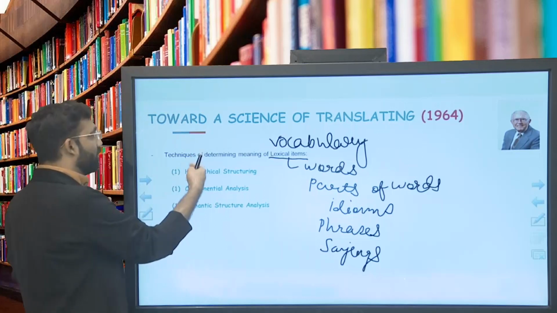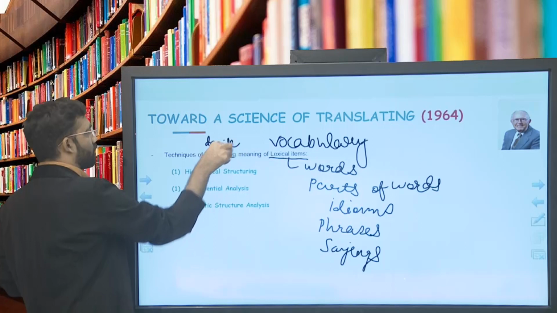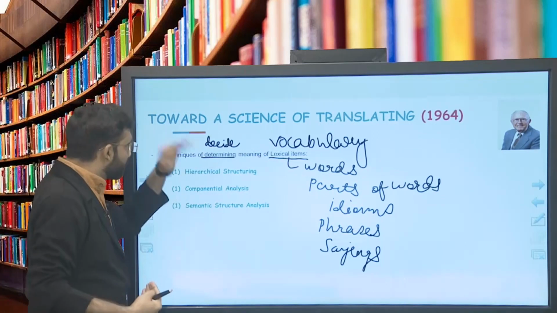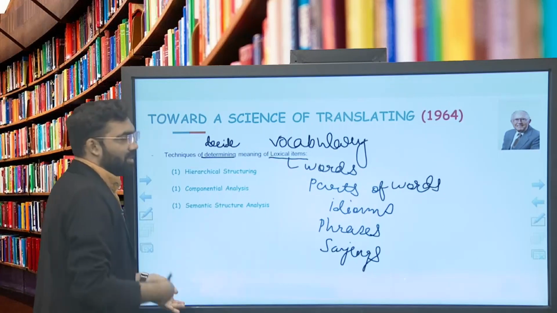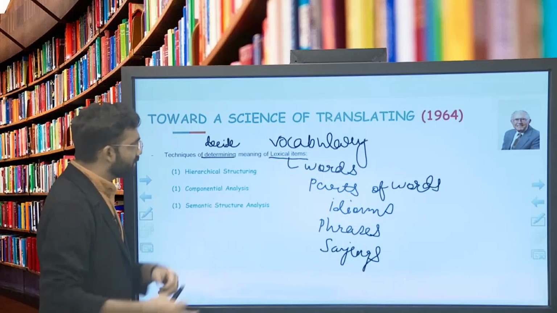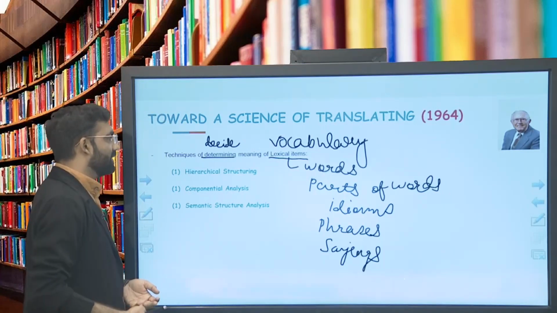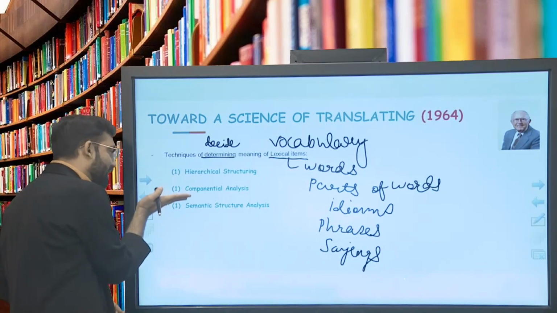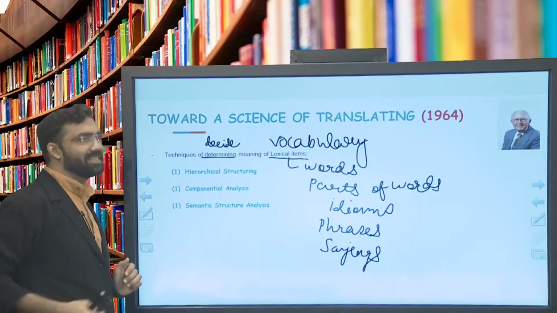So, techniques of determining. Determining means to decide. So he gave various techniques to decide the meanings of lexical items. How can you decide the meaning of certain words or certain idioms that are given to you in the sentences? So he said that it can be divided into three. There are three techniques basically.